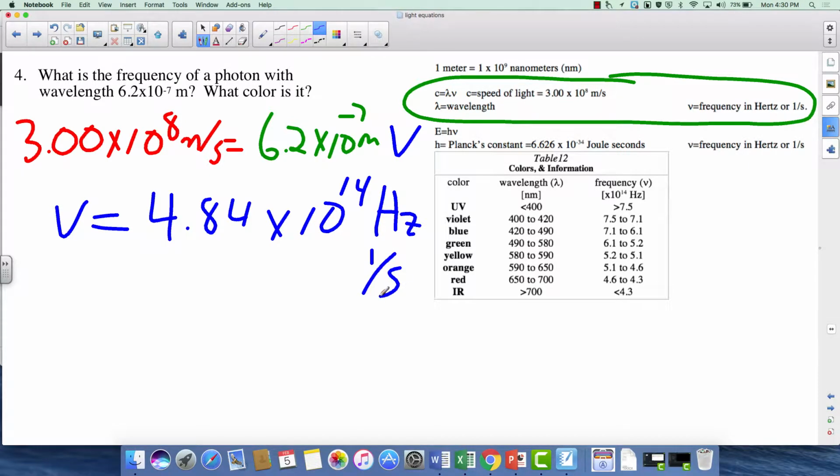Again, it asks what color is it, so we can either take the wavelength in nanometers, which we don't have, we only have the wavelength in meters, or we can take our frequency, 4.84 times 10 to the 14th, and that's going to be somewhere in here, which means this particular type of light is orange.